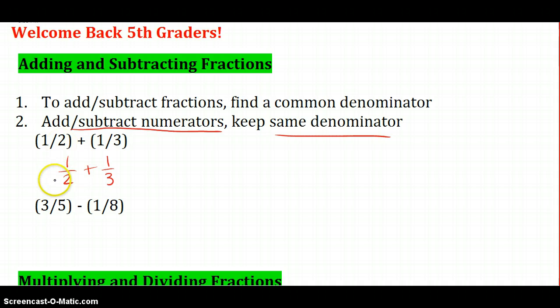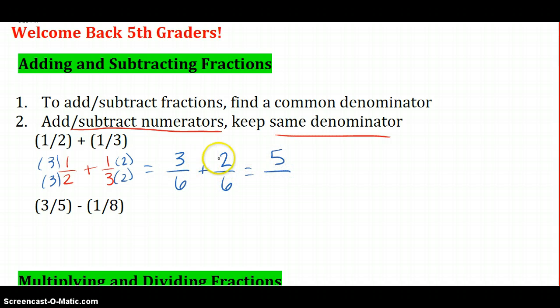So you multiply the top and the bottom of a half times 3, because 3 times 2 gives you 6. And over here you multiply the top and the bottom times 2, because 3 times 2 gives you 6. So now we have 3 over 6 plus 2 over 6 equals 5. Add the numerators, keep the same denominator, over 6. Not 5 over 12, 5 over 6. Subtracting is the same thing.